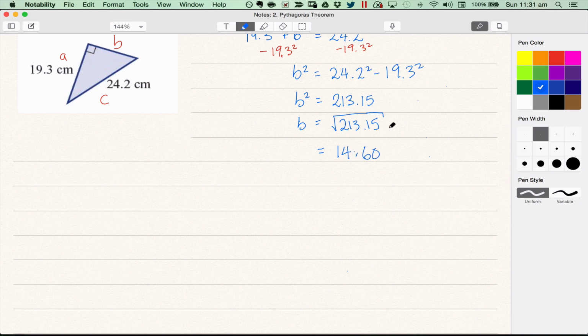Final step, don't forget, add your correct units. We've got centimetres, centimetres, so this is going to be centimetres.